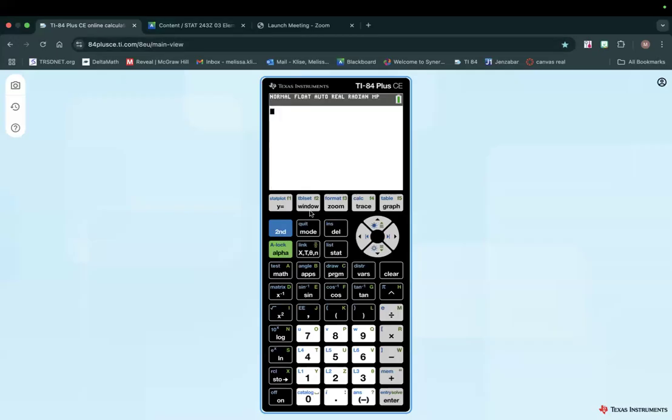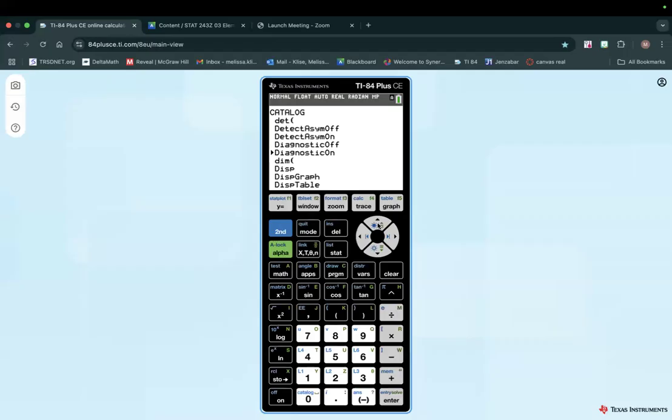What I want you to do is click the second button and then 0. So hit second 0 and you'll get a catalog. Everybody hit second 0, you'll get a catalog. Scroll way down till you see diagnostic on. Uh-oh, went too far. Go to diagnostic on. It's all alphabetical.